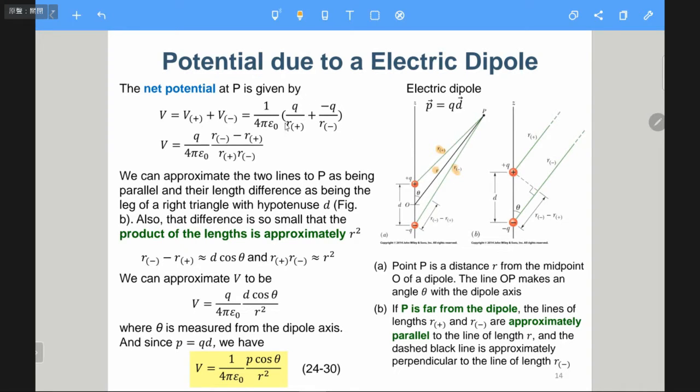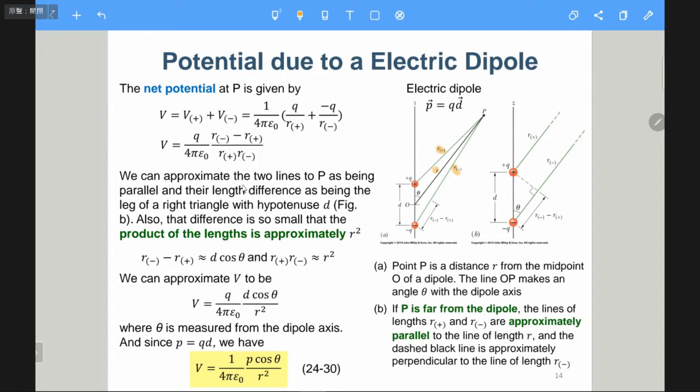Okay, so we just add them together. We find the common denominator and add them. We factor out Q, so we have Q over 4 pi epsilon naught in front. Then we have R minus multiplied here and R plus multiplied here, so R minus minus R plus, and the common denominator is R plus times R minus. Let's see how we can simplify it a bit.